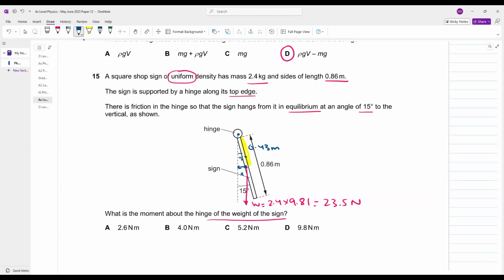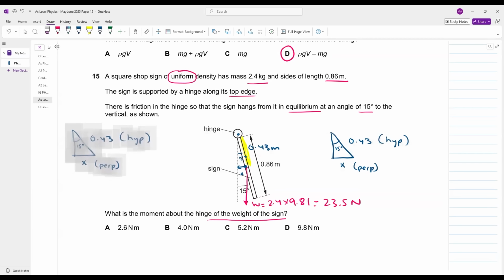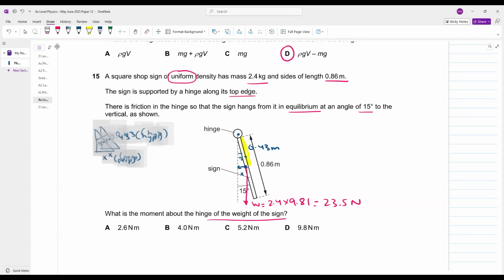Can you calculate this x? Or look, the triangle is made something like this. Like this. You have to calculate this x. The hypotenuse is 0.43. The angle is 15 degrees. Basically, you are given the hypotenuse. You are given the angle. You have to calculate what? The perpendicular. You can do it. Which ratio will you apply? Which trigonometric ratio, if you are more technical, will we apply here?